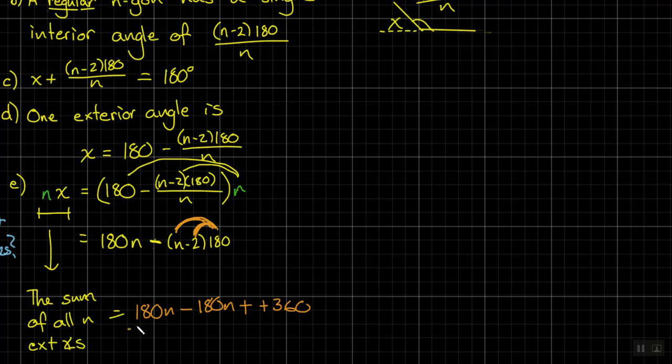Yeah. 180n minus 180n. And we just found that no matter how many sides or how many exterior angles, any number n of them, if you take all the exterior angles, what do they always add up to? And look at that. Quod erat demonstrandum.